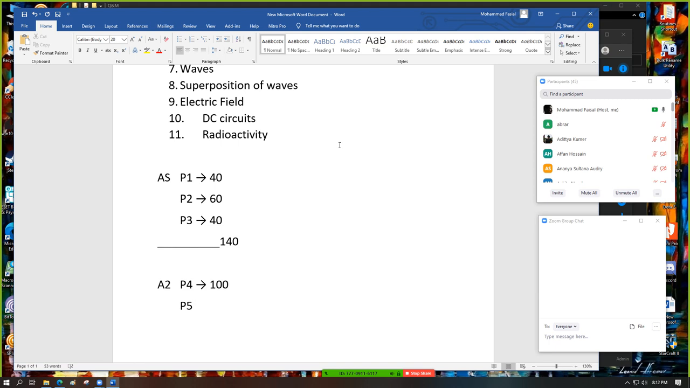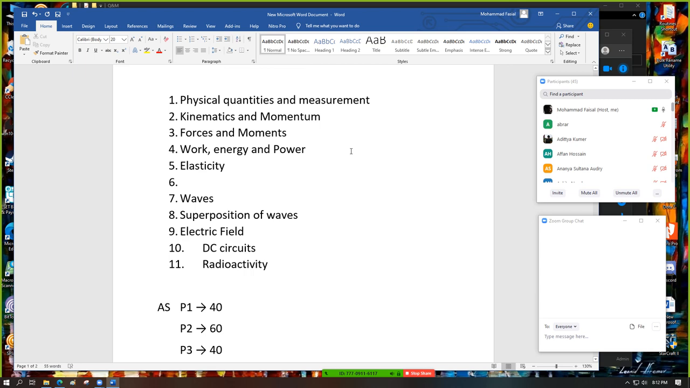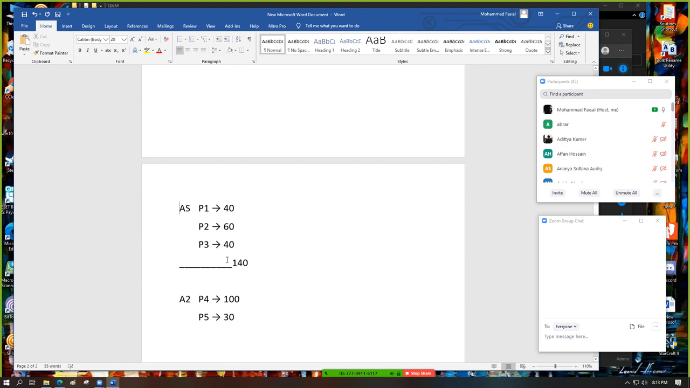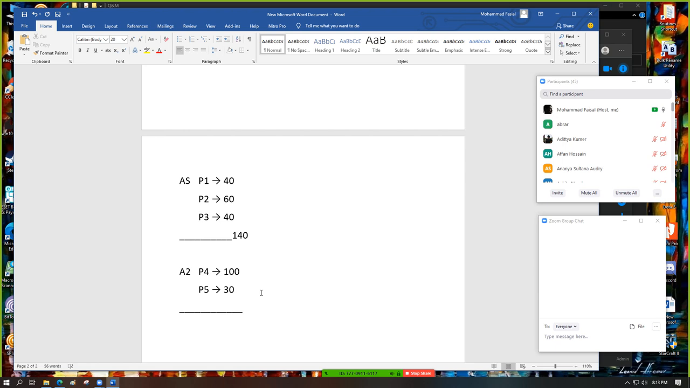And then we have a P5 which has a mark of only 30. Now this is the big information that you need to understand. What you can see over here is that if we do the sum, both of the total sum of the marks are not equal. AS has a total raw marks of 140, and A2 has a total raw marks of 130.